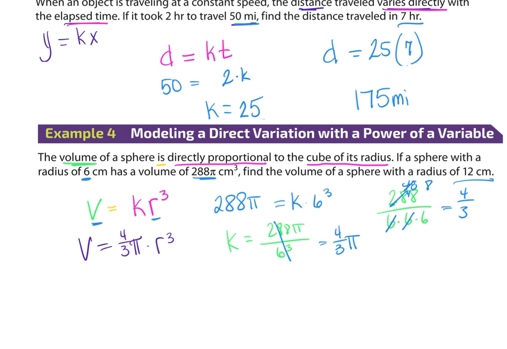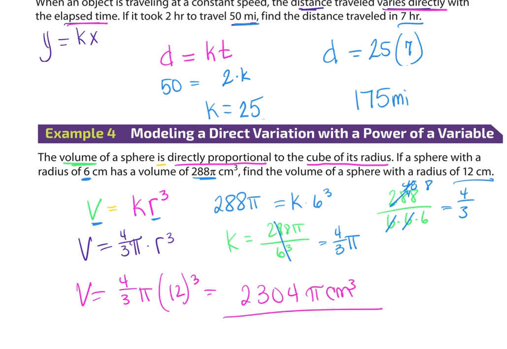So now I'm just going to plug it in. Volume equals 4/3 pi 12 cubed. And I don't expect you to do that in your head, but you can put that into a calculator. All right, 12 cubed times 4 divided by 3. 2,304 pi centimeters cubed.